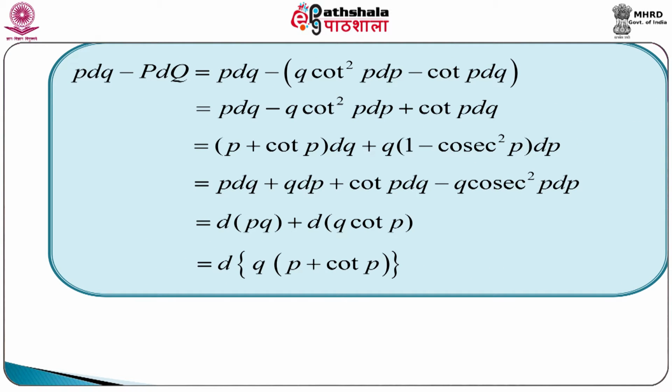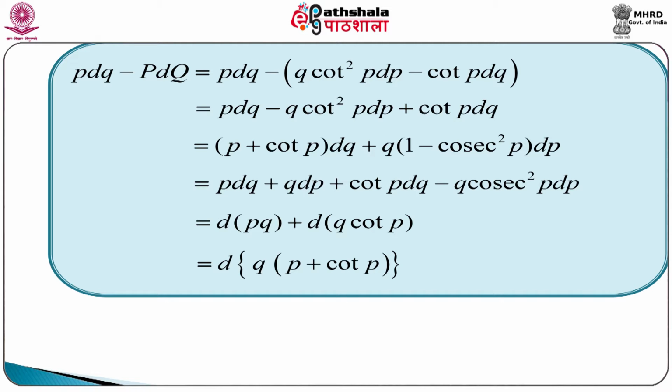On simplification, the right hand side portion can be written as small p into dq minus q into cot square p dp minus cot p into dq, which can be written in explicit manner. In the second line, it has been written combining the terms of like terms, we get the third line.